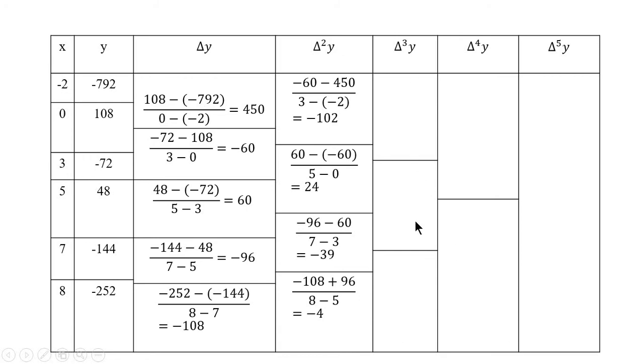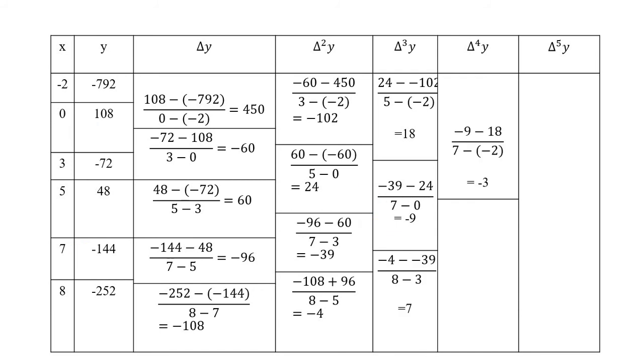To obtain the third divided difference, we have to skip two values of x, that is 24 minus of minus 102 divided by 5 minus of minus 2. Here you can observe we have skipped two values of x. The next value goes like this: minus 39 minus 24 divided by 7 minus of 0, which is minus 9. Similarly, the next value is, we have finished with the third divided difference.